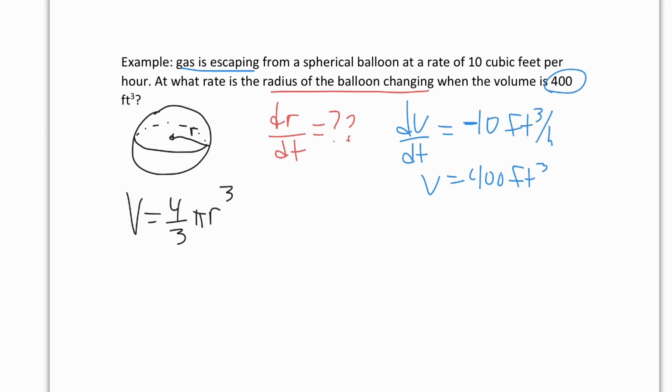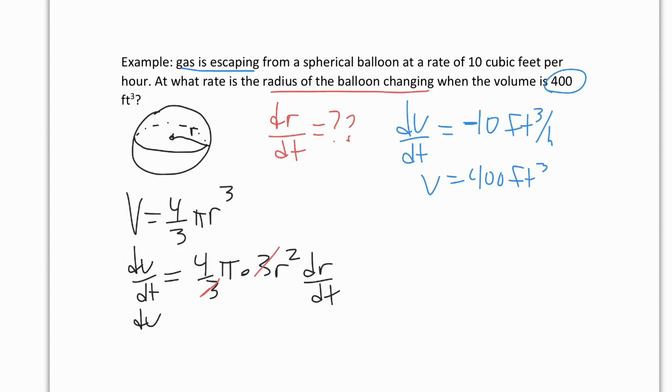Well, we can go ahead and do a derivative. dV/dt equals 4/3, because it's a constant, and the pi is a constant too, times 3r squared. And then we need to put a dr/dt. Now, we definitely want to simplify these as we go, so the 3's can cancel. And so our formula will be a little bit nicer. We'd have dV/dt equals 4 pi r squared dr/dt.